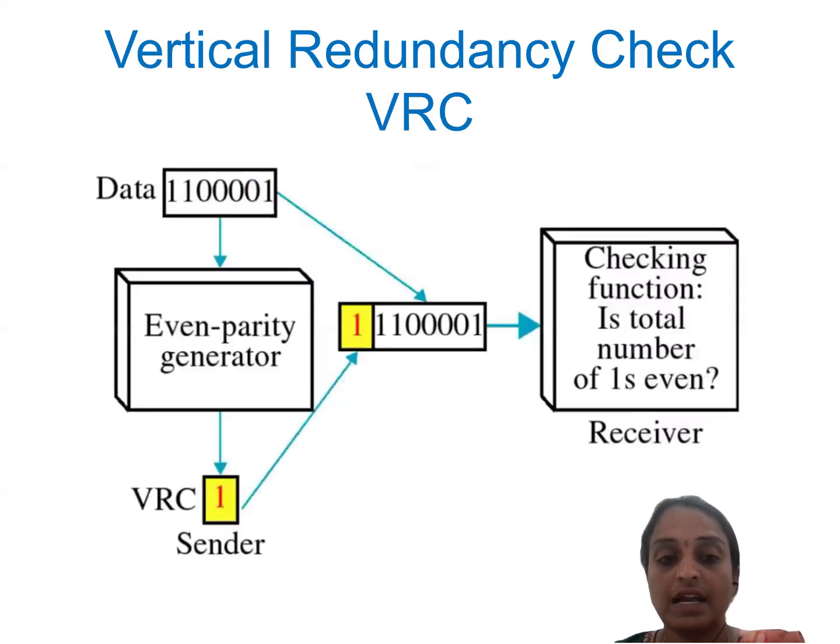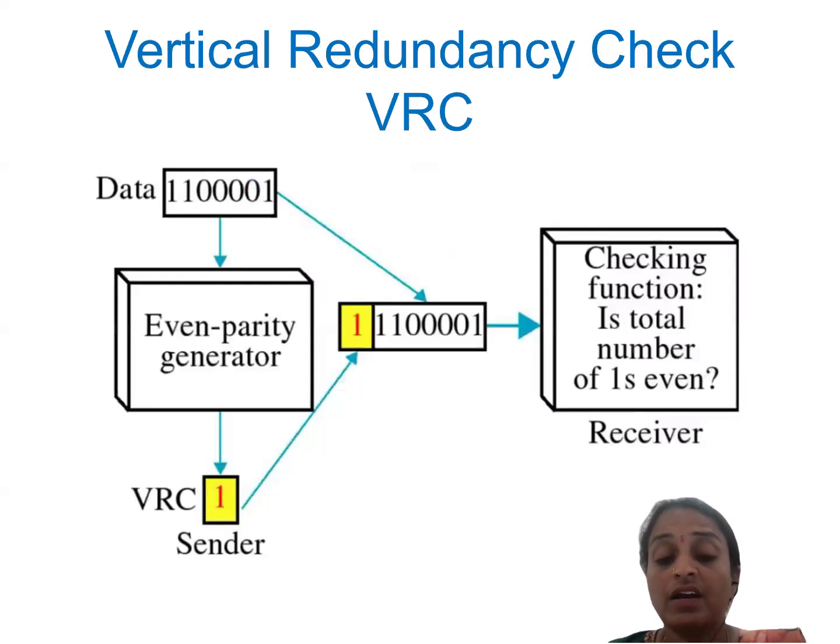The data is 11000001. Okay. Along with data, we have to add one more extra bit. Only one bit. Okay, that is the VRC bit here. Here, in this data, how many ones are present? Only 3 ones are there.